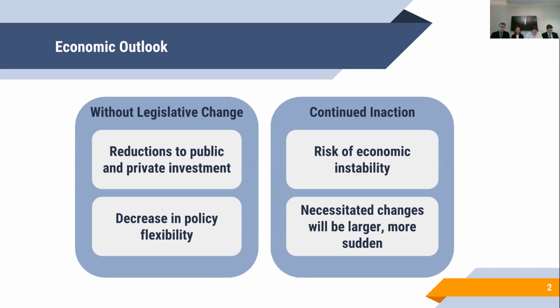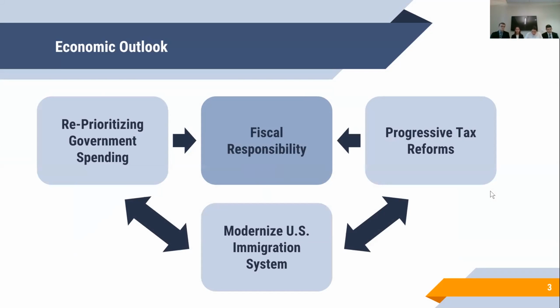In response, our team proposes a group of policies that will enhance fiscal responsibility by 1, reprioritizing government spending, 2, enacting progressive tax reforms, and 3, modernizing the U.S. immigration system. Not only will these policies stabilize the debt to GDP ratio of the country, they will do so in a manner that focuses on long-term solutions and spreading rather than concentrating costs.